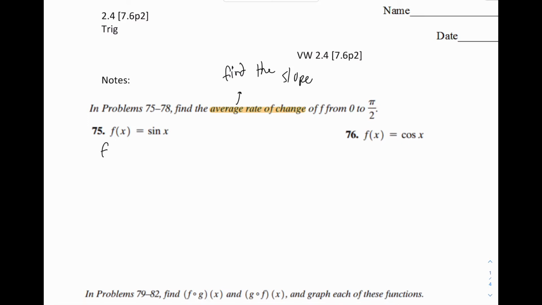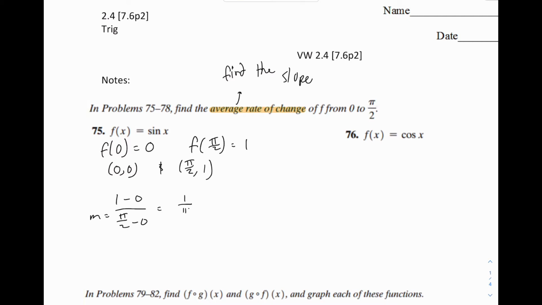So what we got to do is find the two coordinates. We got to figure out what is f of 0, what is f of pi over 2. So plug in 0, and sine of 0, as we know, is 0. And plug in pi over 2, you get 1, which means the two coordinates are (0, 0) and (pi over 2, 1). Now let's find the slope. So that would be y2 minus y1 over pi over 2 minus 0, or x2 minus x1. That's 1 over pi over 2, which means the slope, or average rate of change, is 2 over pi.